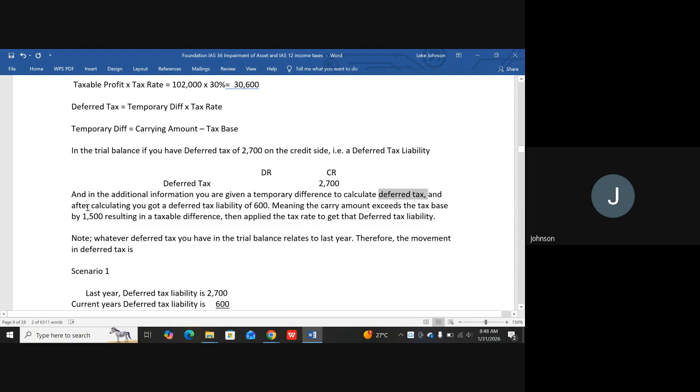So when you have calculated that, probably you got a deferred tax liability of 600, meaning the carrying amount exceeds the tax base by 1,500, resulting in a taxable difference. Then apply the tax rate to get the deferred tax liability.